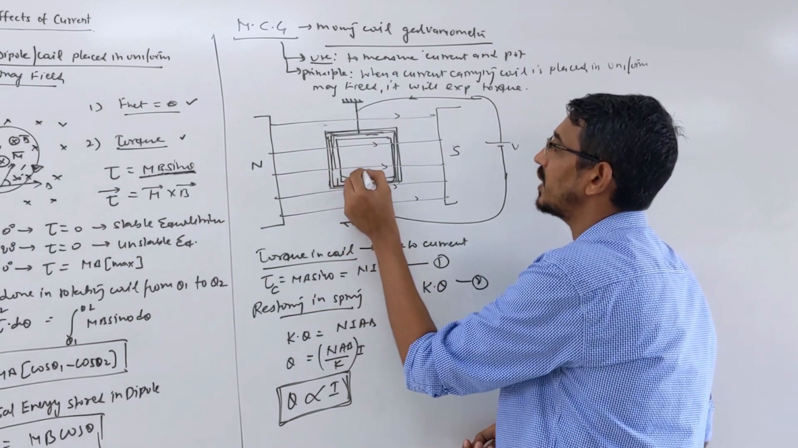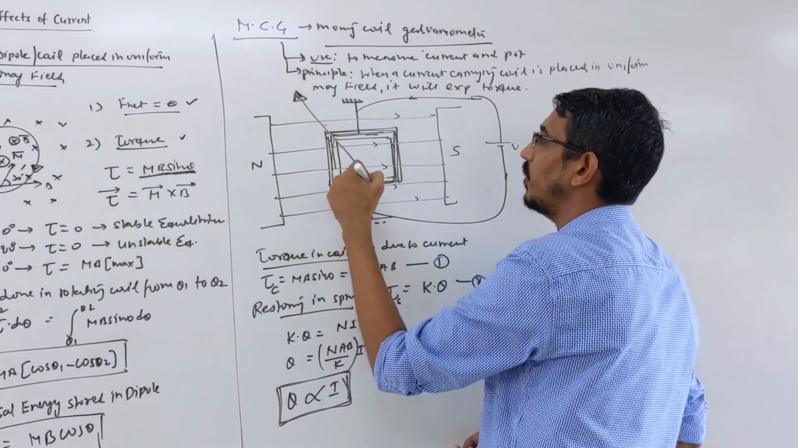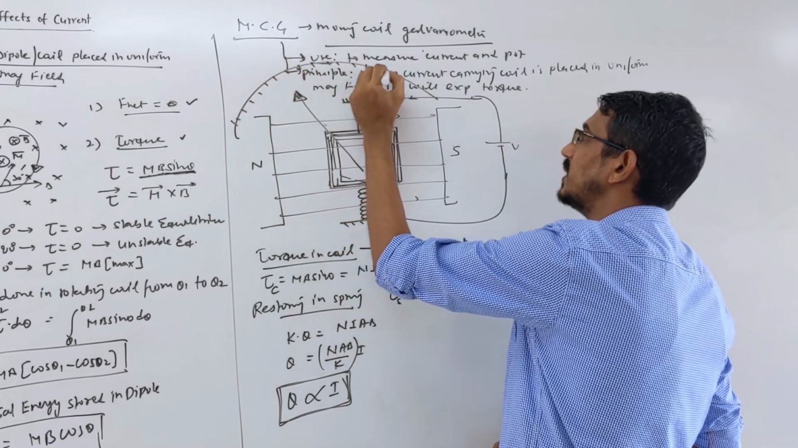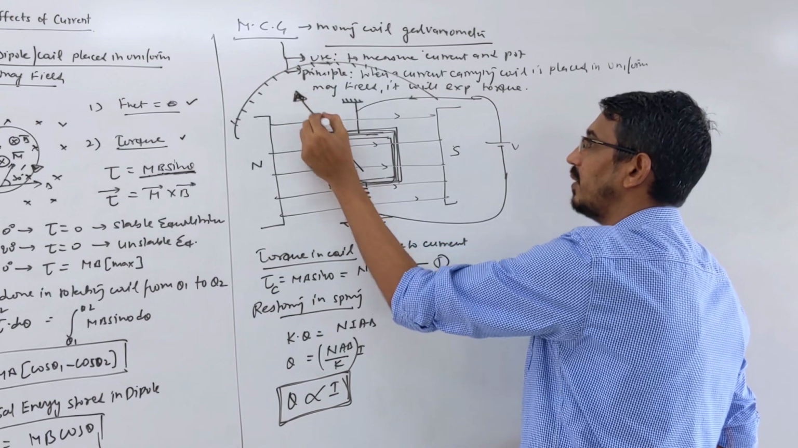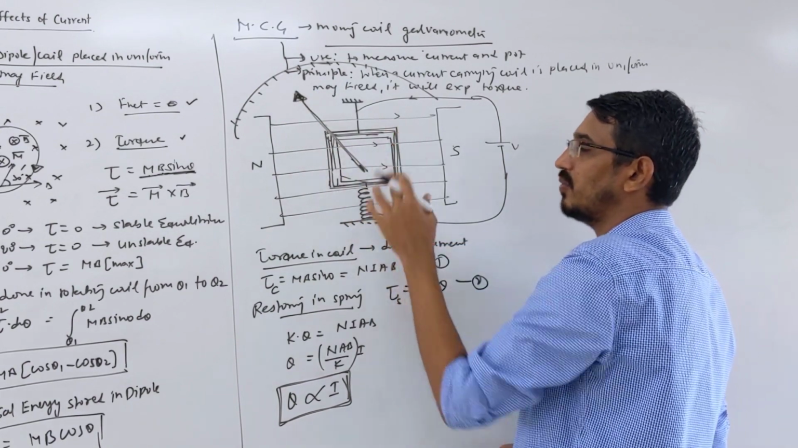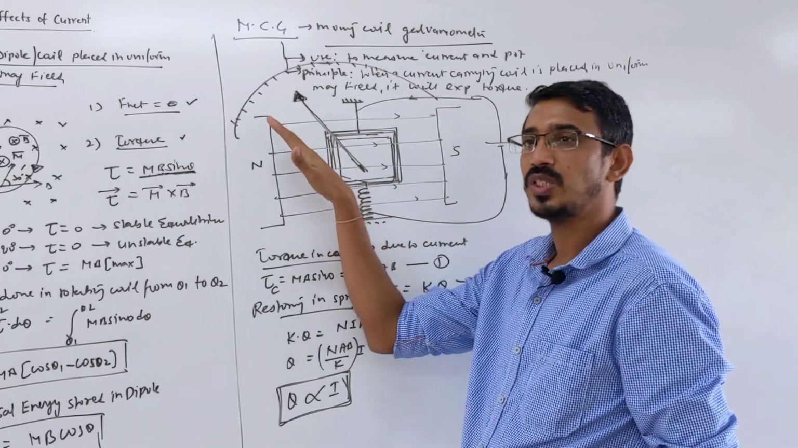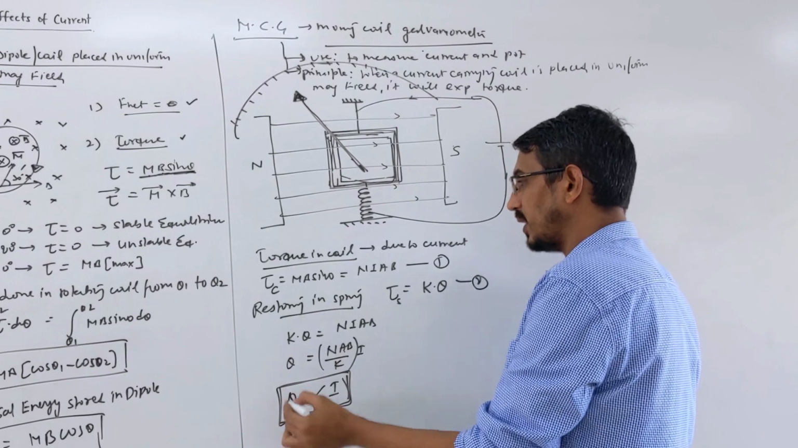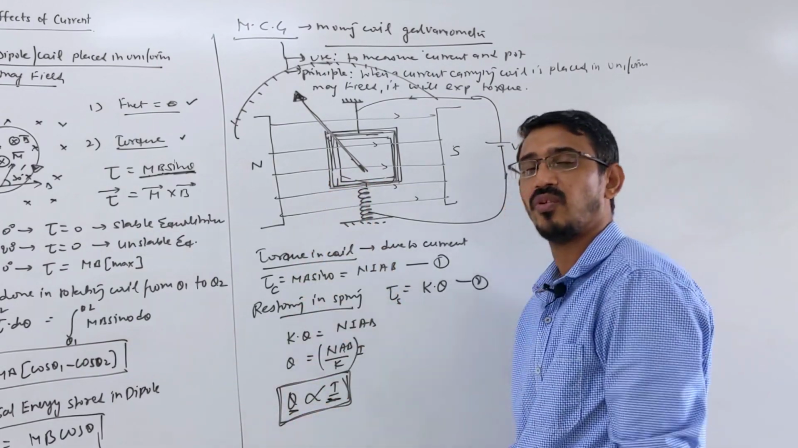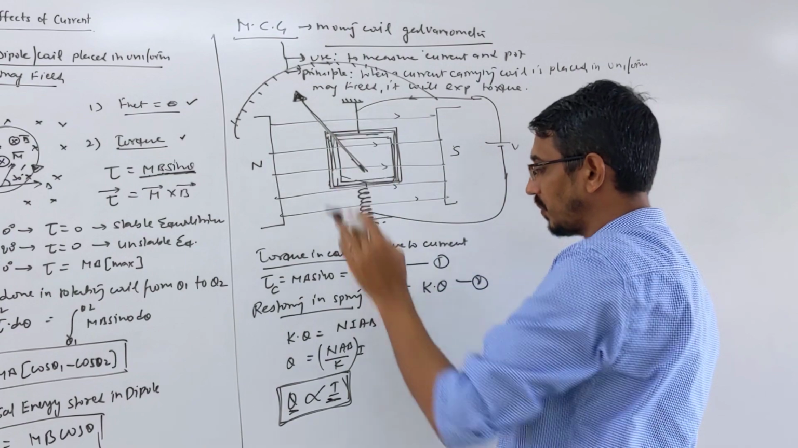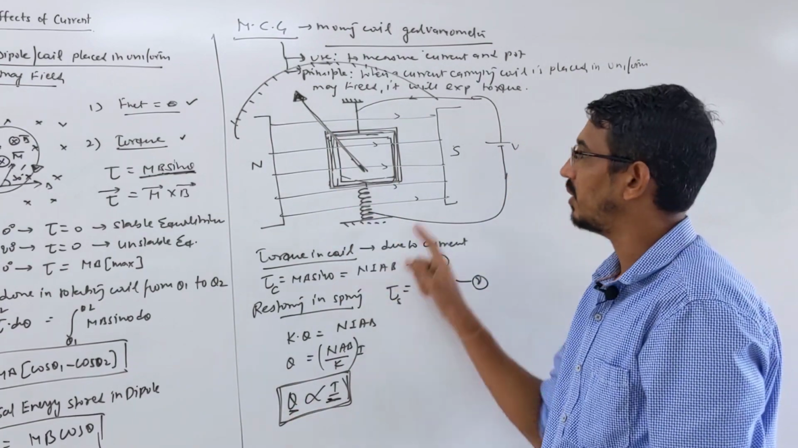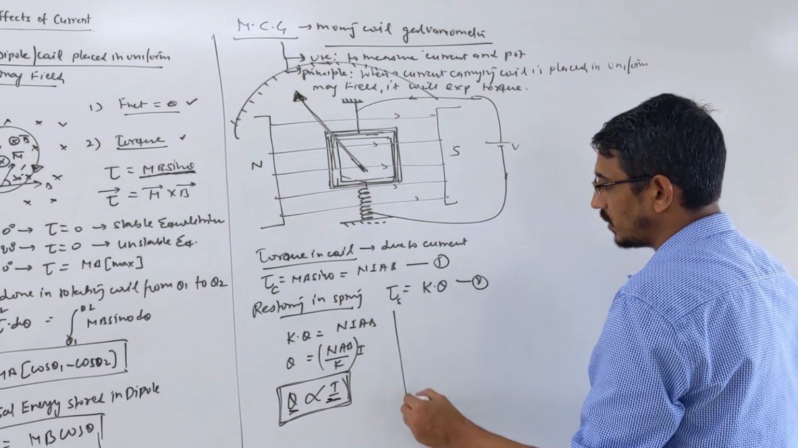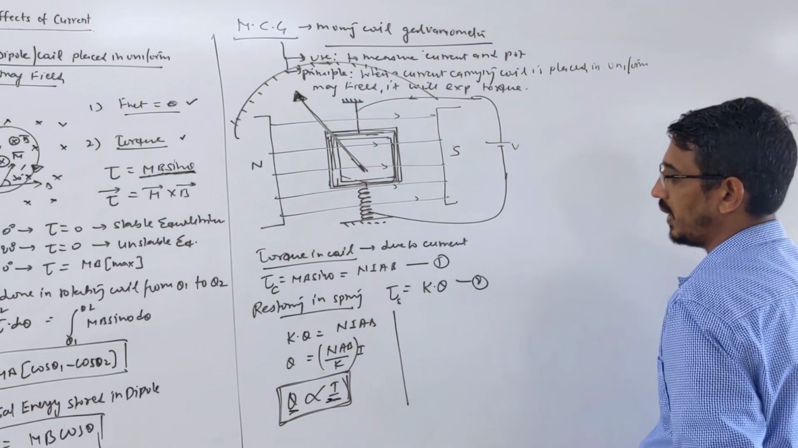So what happens? A pointer is attached to this frame, and there is a scale outside, a linear scale, right? This pointer is calibrated according to the deflection of the frame. The more the frame deflects, the more this pointer will move and show more reading on your scale, correct? So deflection in this coil will be directly proportional to how much current is flowing through the coil. So we have a linear scale here which shows the reading according to how much current is coming in. So very simple.